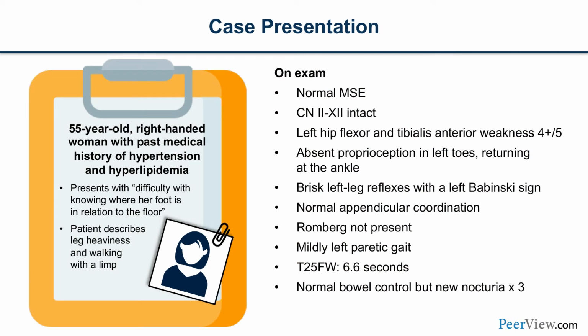On examination, she's got a normal mental status, her cranial nerves are all intact, but she has left hip flexor and tibialis anterior weakness in the 4+ out of 5 range. Proprioception is impaired in her left toes, returning at the ankle. She's got brisk left leg reflexes with a left Babinski sign. She's got normal coordination, a mildly left paretic gait, and her timed 25-foot walk is 6.6 seconds. Per her report, she's got normal bowel control, but has new onset of nocturia ×3.